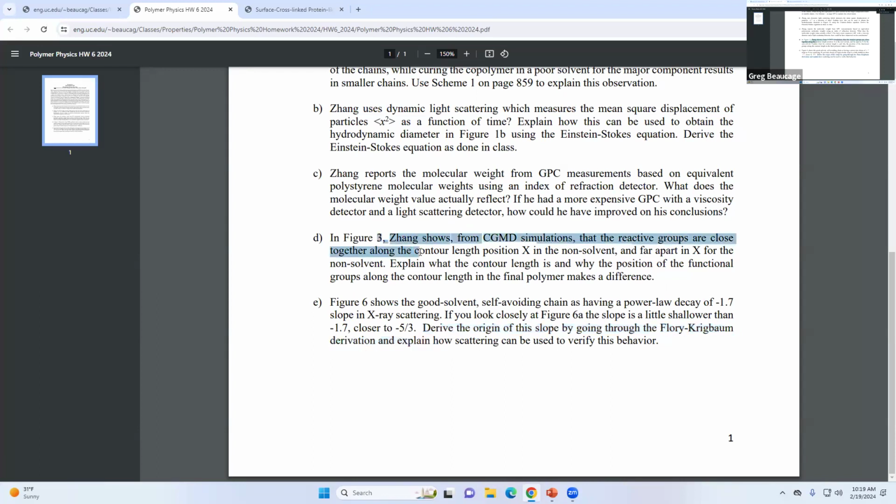Figure 3 shows coarse-grain molecular dynamics simulations that reactive groups are close together. Okay, so X is the contour length in that picture, right? So explain what contour length is. So if you have a chain, right?